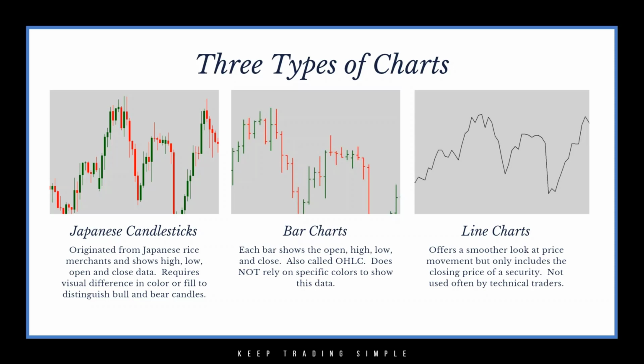Now, a line chart is a little bit different. It's smoother. You don't have all the dashes and the lines and the bodies and all that kind of stuff. All it does, though, is take the closing price of a security. And again, it's something that you could use for maybe more longer term trading. But really, when you're trying to read what's happening in the market, it's really not your best choice.